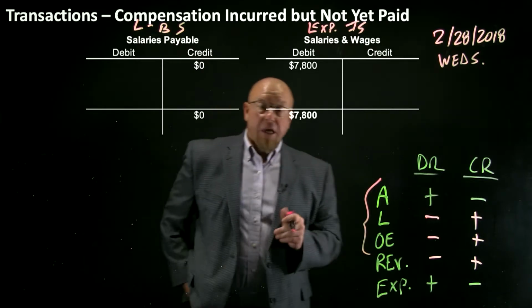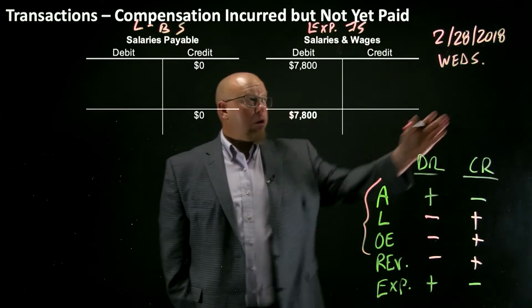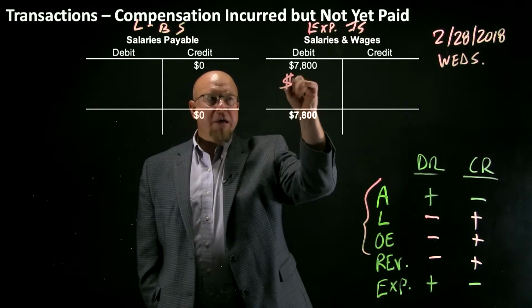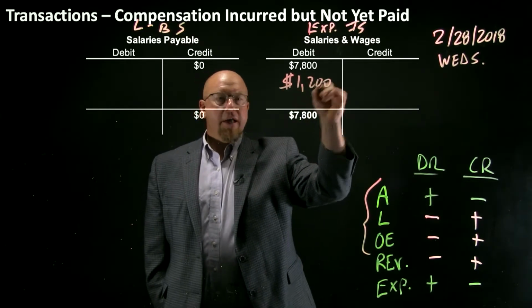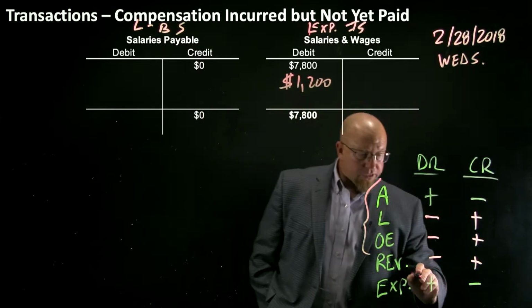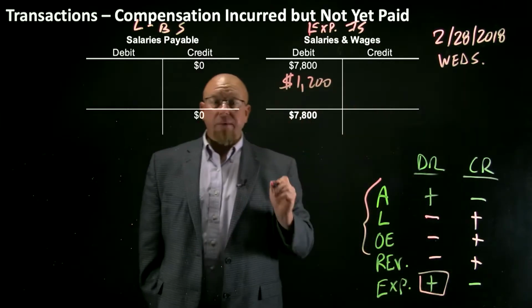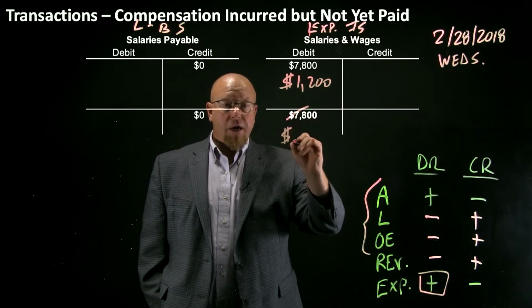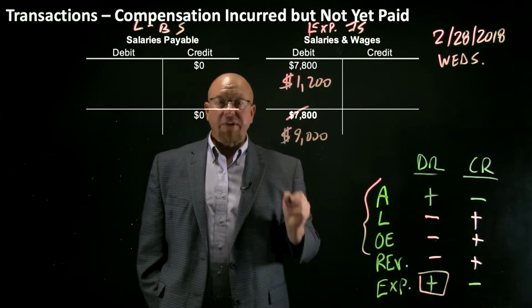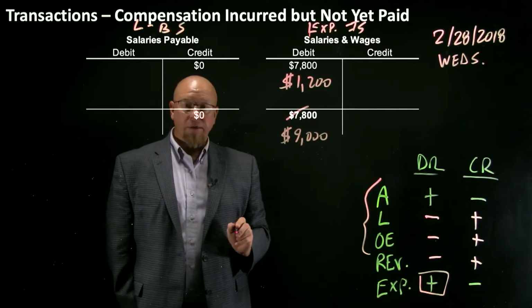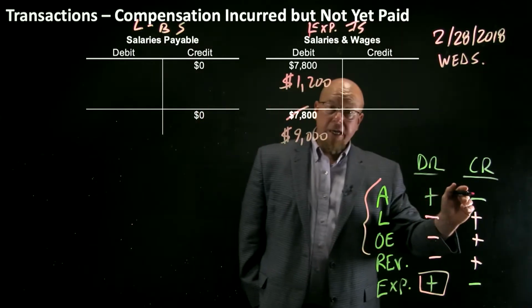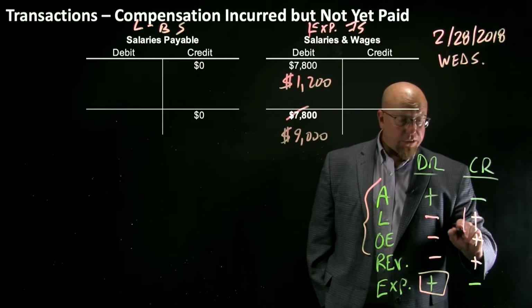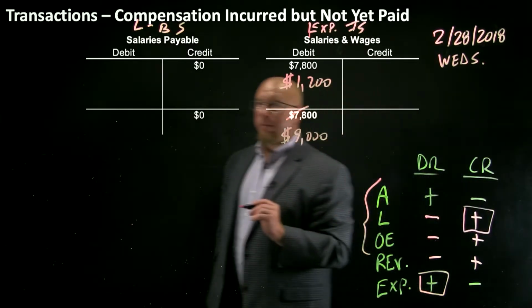So what do we have here? We have some additional expense that needs to be recorded for this little stub at the end of February. And I'm just going to tell you that we've measured the cost of those few days as $1,200. So what you see here is we're going to make salaries and wages increase by $1,200. That means that this expense account will grow from $7,800 up to $9,000. Now, we're not going to credit cash because we didn't pay the employees in cash yet. Instead, our credit is to a liability.